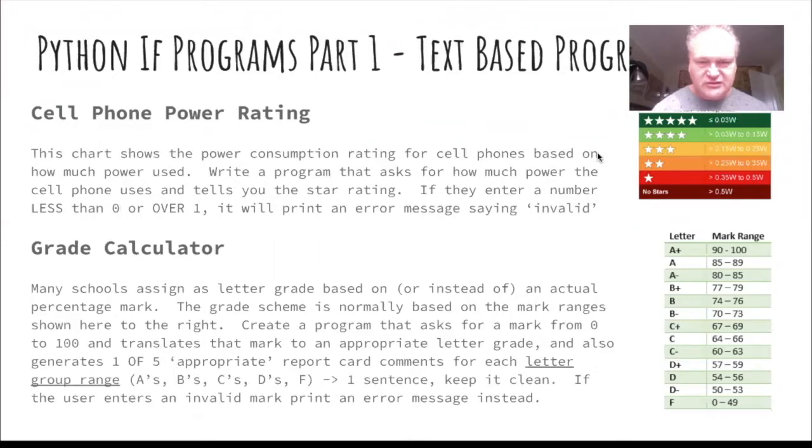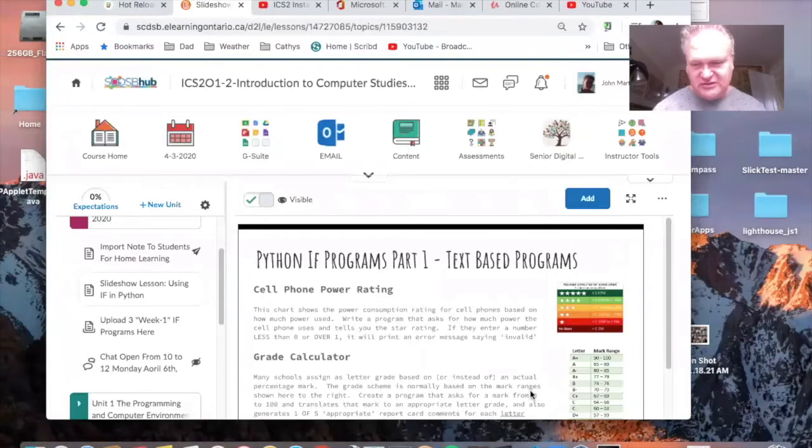Okay, it also says if they enter a number less than 0 or over 1, it will print an error message and say invalid. So we have to take that into consideration too. So there's really 6 or 7 different things that could happen here, depending on what the person enters. All right, so I'm going to try going back into Windows now, and I'll see if it behaves itself while I try to write this program with you.